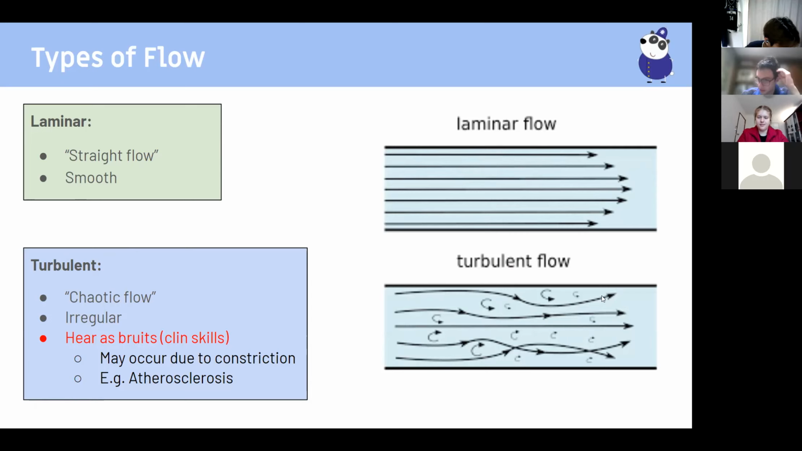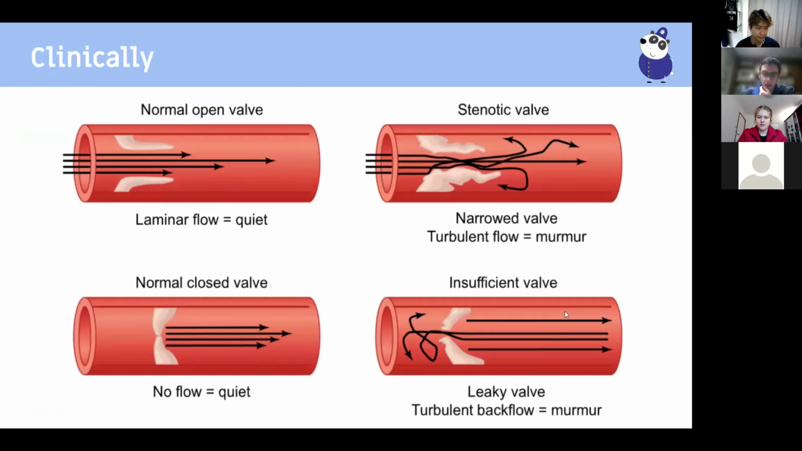You haven't done CVS yet, but maybe you've heard the word bruit before. Often you'll get your stethoscope and put it over a blood vessel, and if you hear this kind of whooshing sound, it's called a bruit. That's due to turbulent flow. The main causes of turbulent flow can be seen here.